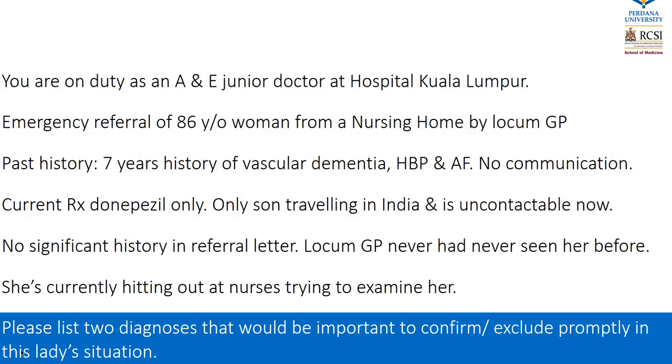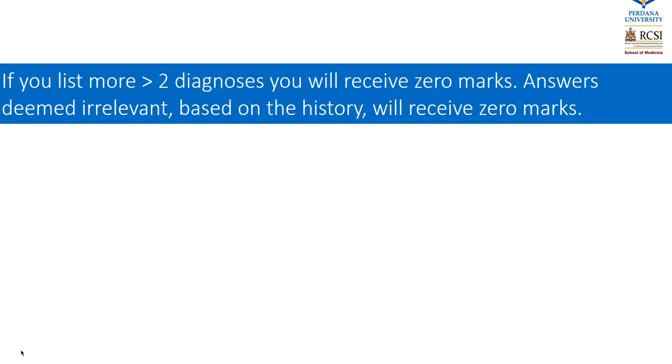With the information available here, please now list 2 diagnoses that would be important to confirm or exclude promptly in this acute situation. Again, if you list more than 2, you will receive 0 marks, and if answers you offer are deemed irrelevant based on the history shown, you will again receive 0 marks.